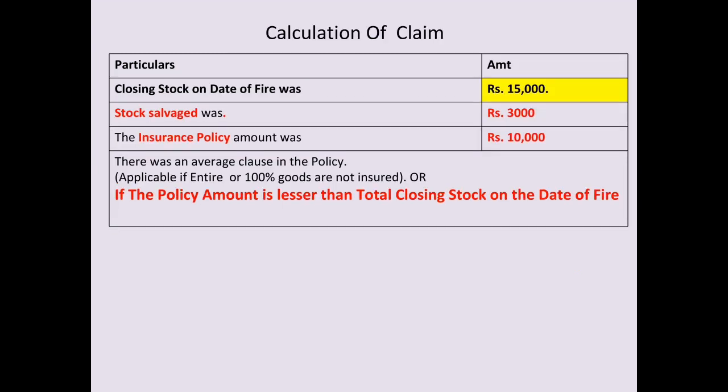Now to calculate the claim, we will be requiring some important information. When the fire took place on 13th of October 2019, the stock available with the firm was 15,000. But out of this stock, stock worth rupees 3,000 was saved and the insurance policy is 10,000. Now we can say that the closing stock on the date of fire was 15,000 and there is application of average clause. Average clause can be applied only if the entire goods is not insured, or the total closing stock is higher than the policy amount.